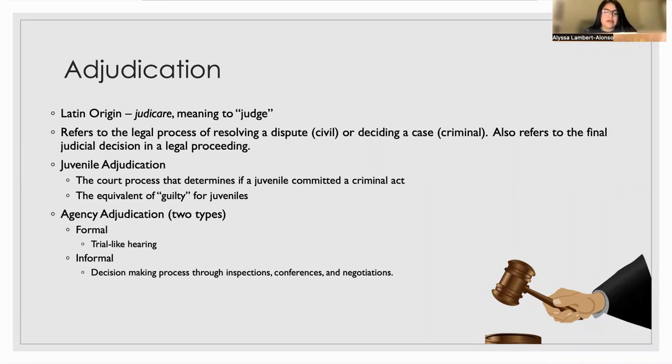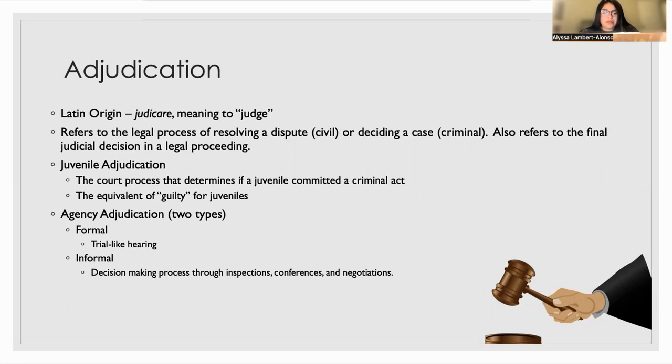Most adjudication hearings occur over monetary disputes in civil cases or nonviolent infractions in criminal cases. The first type of adjudication is juvenile adjudication. It is defined as the court process that determines if a juvenile committed a criminal act. It is also the equivalent of guilty for juveniles.